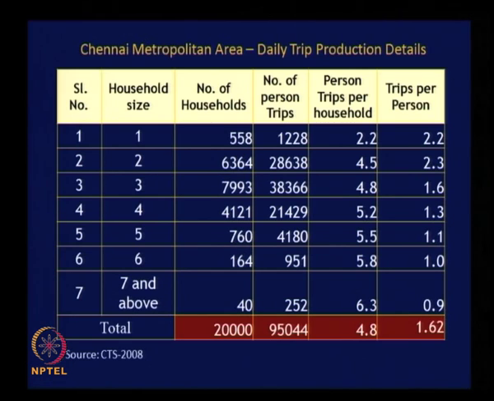If the population of this metropolitan city is taken as 10 million, then roughly 16 million trips are produced per day, and we have to provide for, or we have to meet this demand of 16 million trips which is produced every day. That is the total demand, and we must meet this demand by planning an appropriate transportation system.